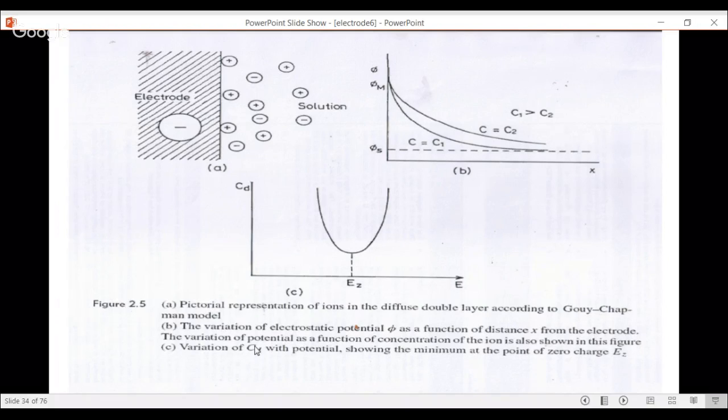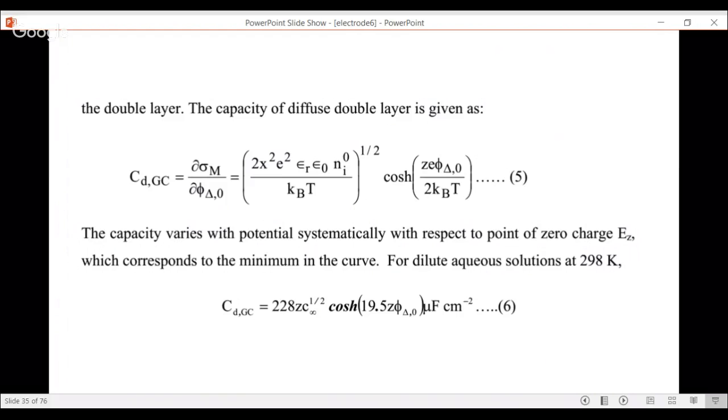Variation of the capacitance with the potential is shown here, showing a minimum at the point of zero charge. I hope you can see the capacitance is minimum here. The capacity of the diffuse double layer is given by an equation like this. We will not worry about the mathematics of this. We will see all these things later on.